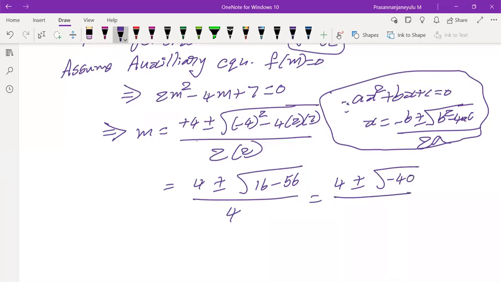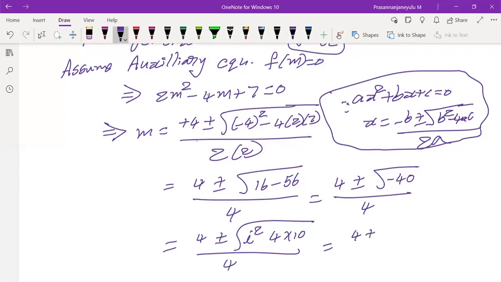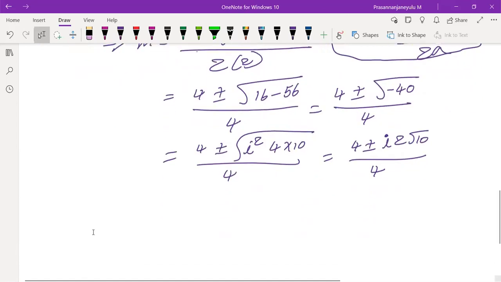How can we write minus 40? We can write minus 1 as i square and 40 as 4 into 10 under the square root, by 4. Then 4 plus or minus, i square brought outside becomes i, and then root 4 into root 10. Root 4 is 2, root 10 by 4. Now, if we do simplification, what are we going to get?